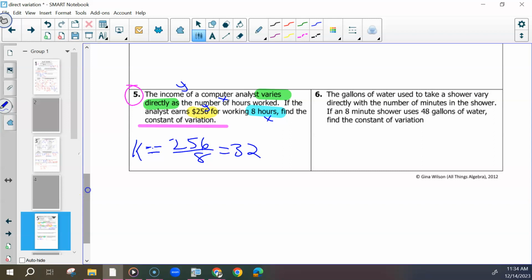So you can think about that as $32 per hour. That's good. Did it ask us to do anything else? No. So don't do more than what it asks, guys. Focus. Do exactly what it's asking.